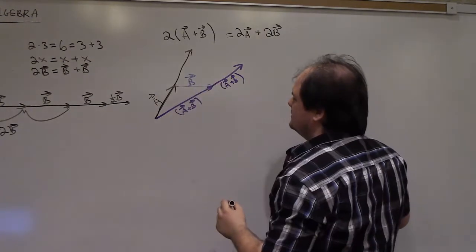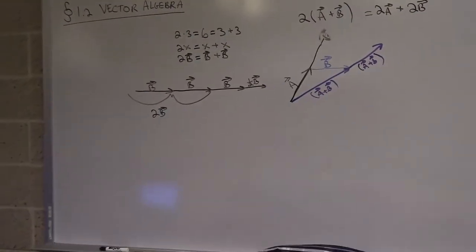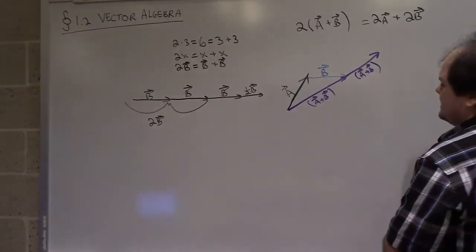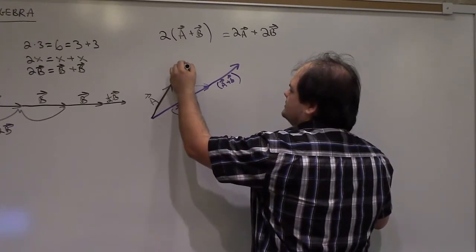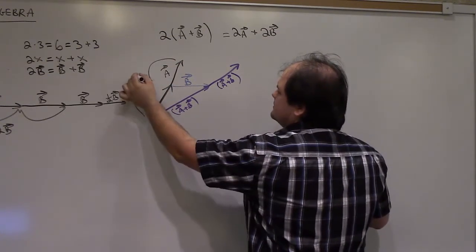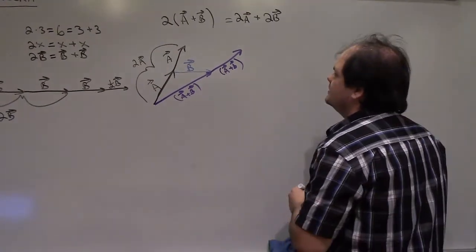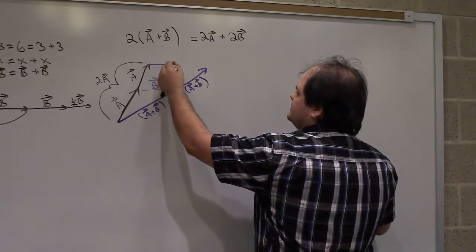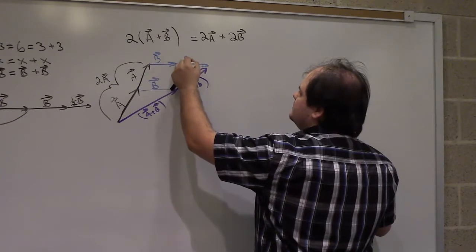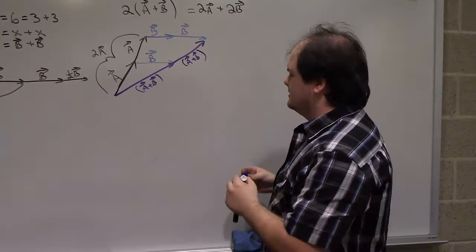I am horrible at this drawing thing. There's going to be some interesting cutting. So we take a, add another a vector to it. This whole vector here is 2a. Then we can add 2 times b, which we know is just a b vector plus a b vector. And look, we end up at the same point, the same resultant vector.